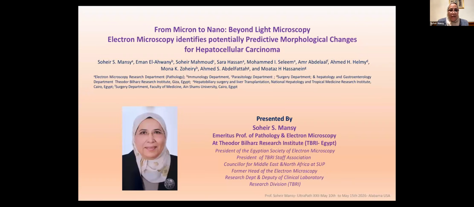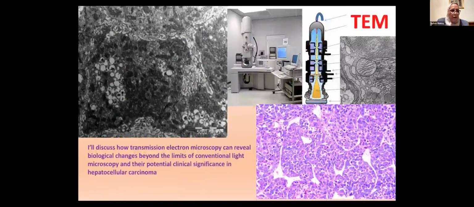My talk today, the title of my talk is From Micron to Nano, Beyond Light Microscopy. Electron microscopy identifies potentially predictive morphological changes for hepatocellular carcinoma. In the few minutes, I will discuss how transmission electron microscopy can reveal biological changes beyond the limit of conventional light microscopy and their potential clinical significance in hepatocellular carcinoma.